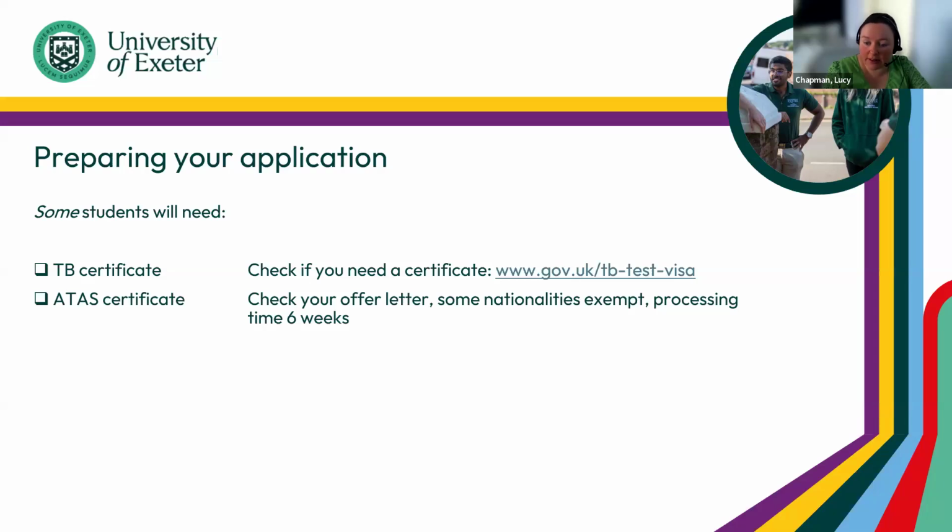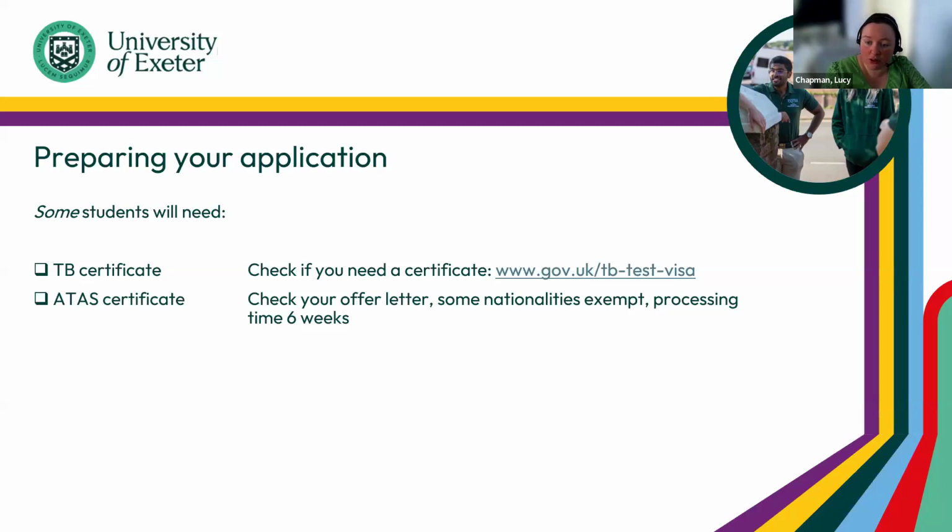Some nationalities are exempt from the ATAS requirement, and you will not need clearance, even if you are studying one of those programs. The processing time for ATAS clearance applications is 6 weeks during busy periods, particularly during the summer. If you need an ATAS certificate, you should apply at least 8 weeks before you hope to apply for your visa to ensure that you can receive your unconditional offer and your CAS in plenty of time.